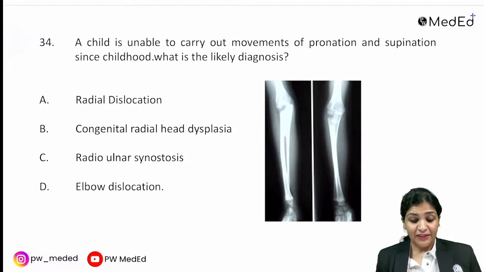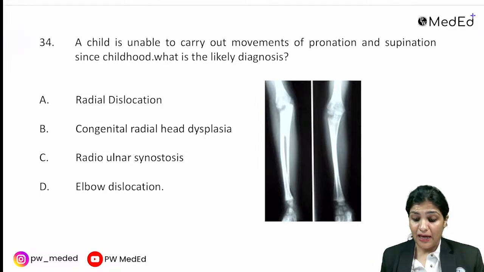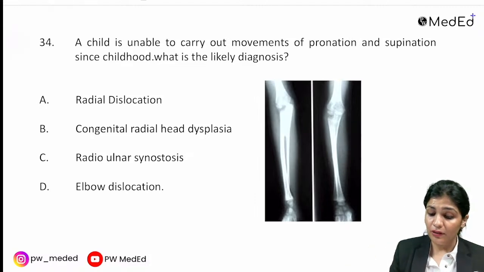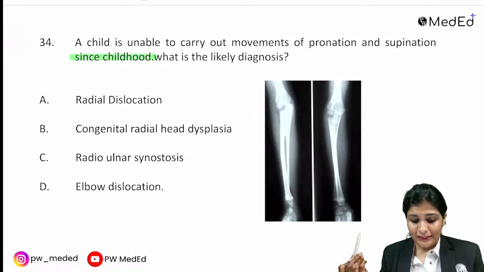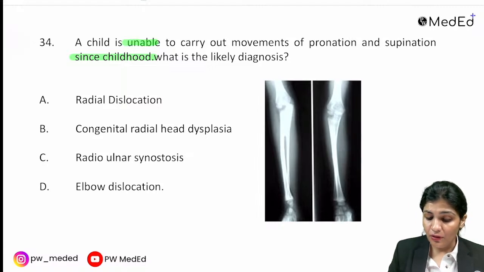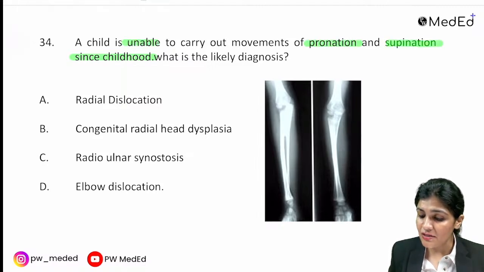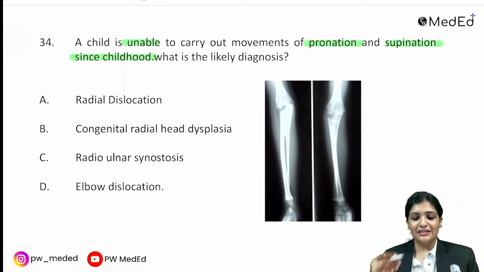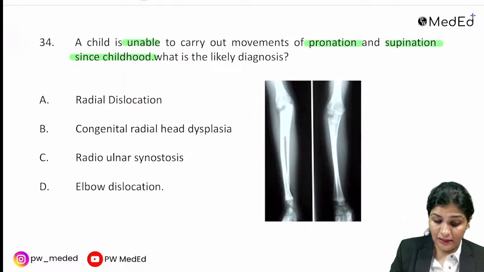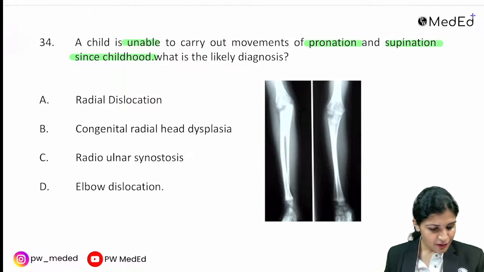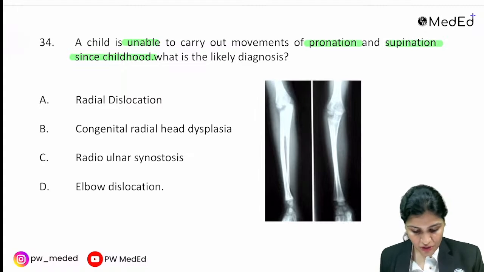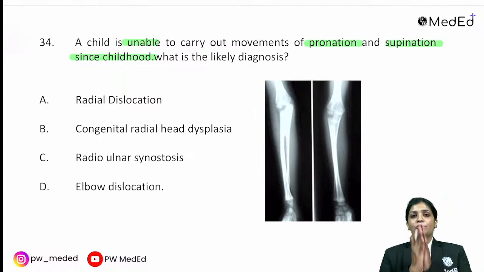Now the next question. A child is unable to carry out movements of pronation and supination since childhood. So the clue here for us is since childhood. That means it is a condition which has started very early, right? Now he is unable to carry out pronation and supination, so something related to the forearm since childhood. So is it a radial head dislocation, or a congenital radial head dysplasia? Then there is radio-ulnar synostosis or elbow dislocation. So let us try to answer this question.